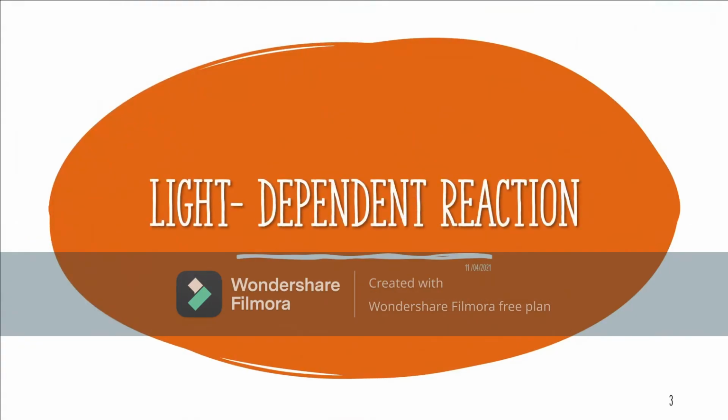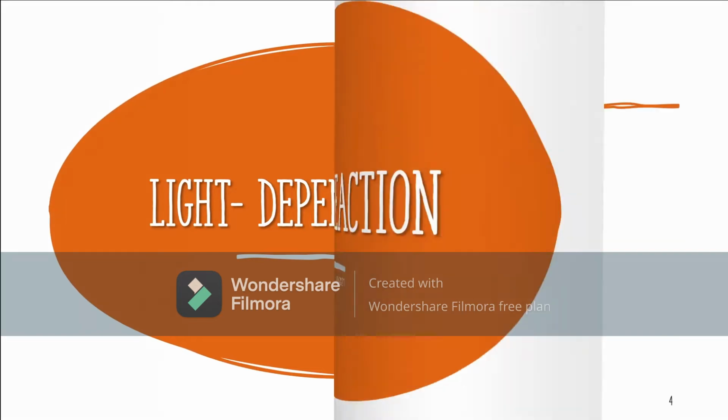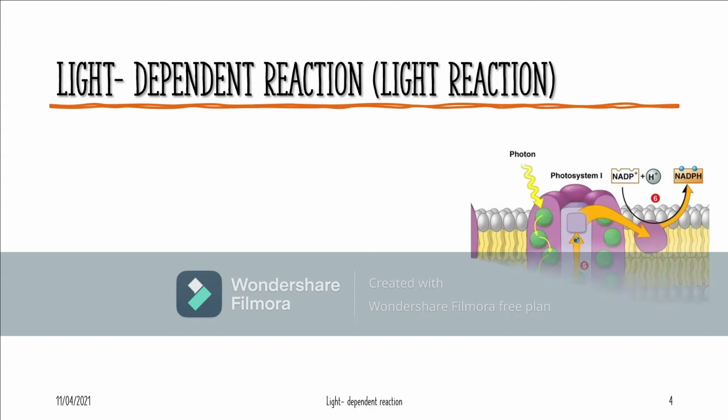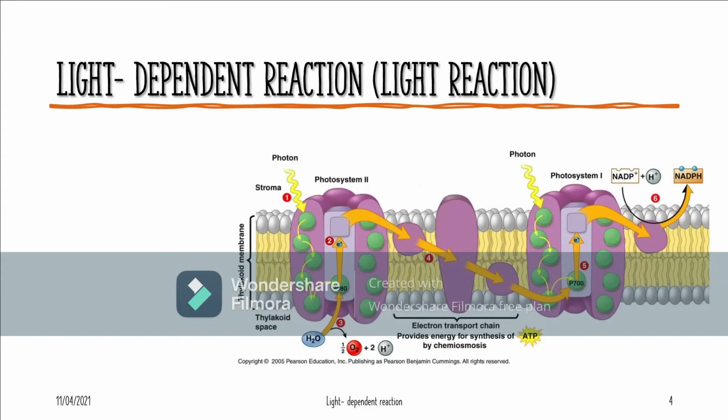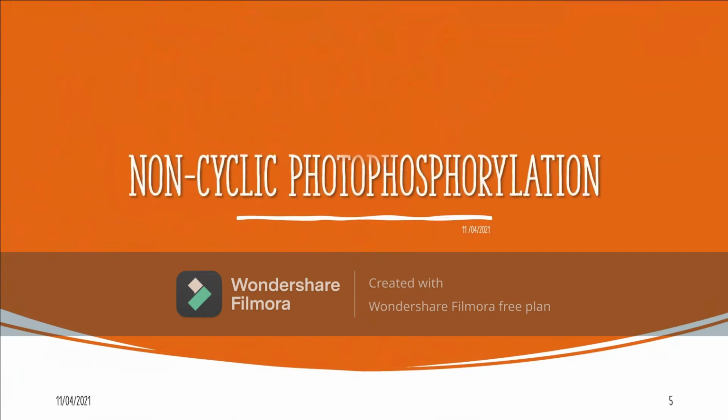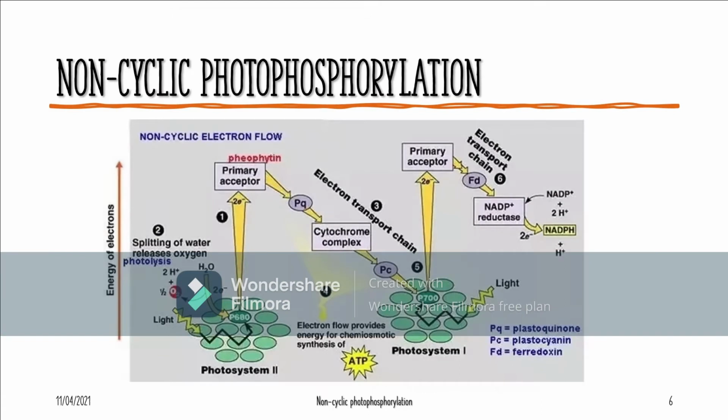Next, I would like to demonstrate the light-dependent reaction. The light-dependent reaction can also be called the light reaction. This is a simple picture of how the light-dependent reaction occurs. It occurs in the thylakoid membrane and consists of 2 types, that is cyclic photophosphorylation and non-cyclic photophosphorylation. First, non-cyclic photophosphorylation. This is a simple picture of it, and the explanation will be on the next page.